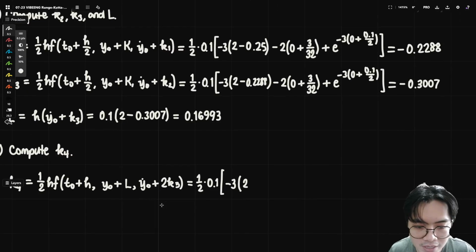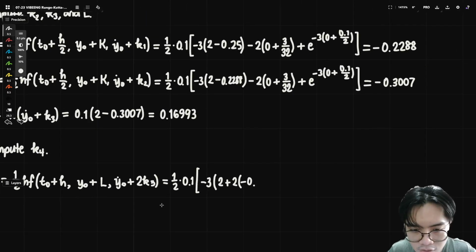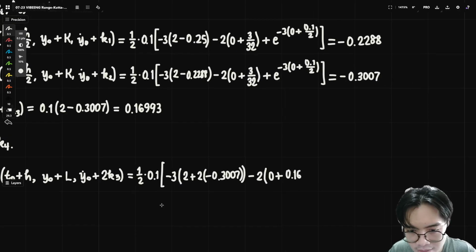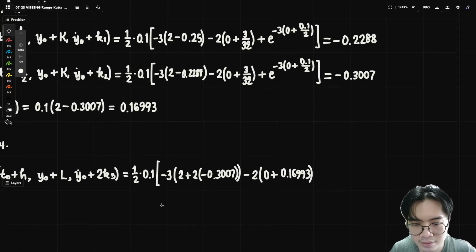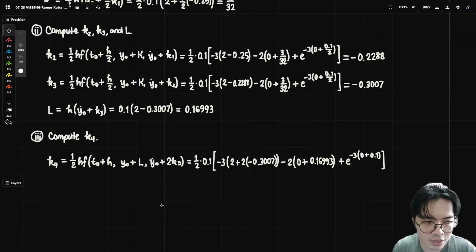So this will now be plus 2 times 2 plus 2 times negative 0.3007, and now minus 2 times 0 plus our L, 0.16993, plus E raised to negative 3 times 0 plus 0.1. That is our value of K4.